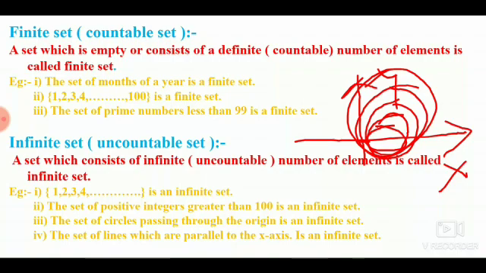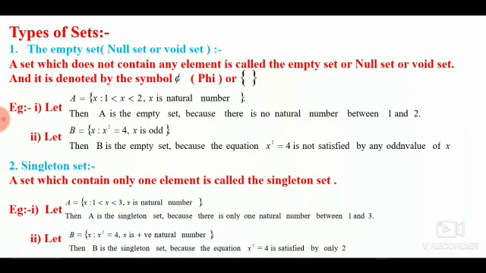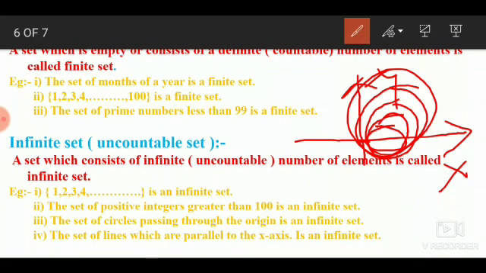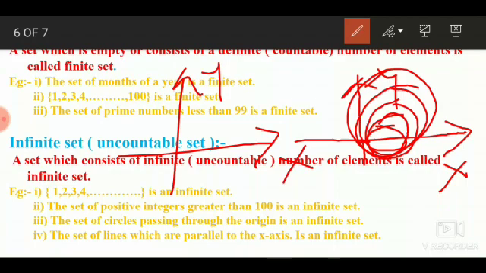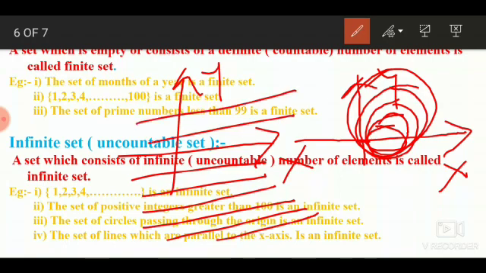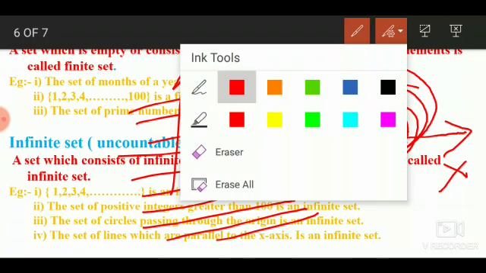Last example, the set of lines which are parallel to the x-axis. Dear students, this is our x-axis and y-axis. The set of lines which are parallel to the x-axis, above or below the axis. We have an infinite number of lines which are parallel to the x-axis, an uncountable number of lines. Such a set is called an infinite set.